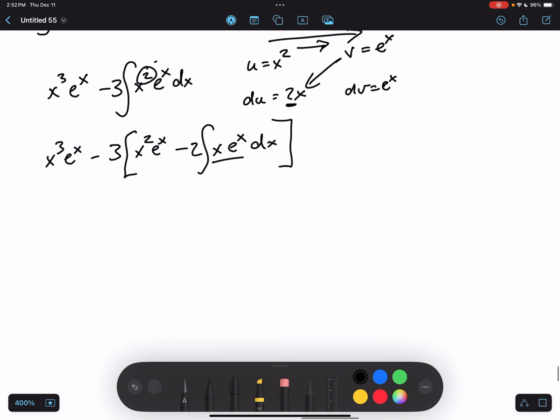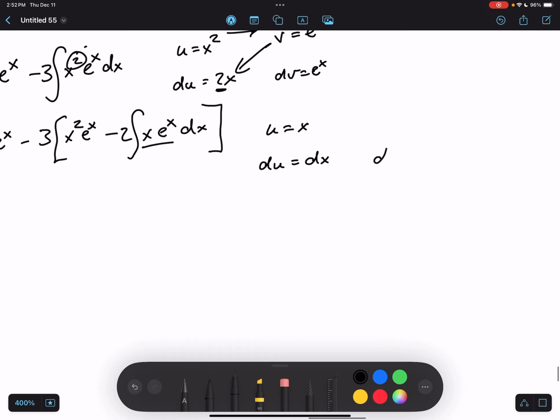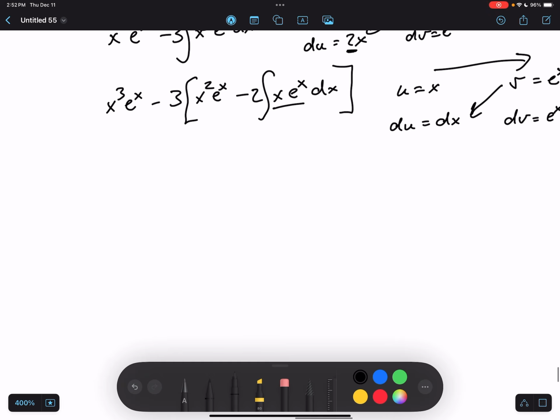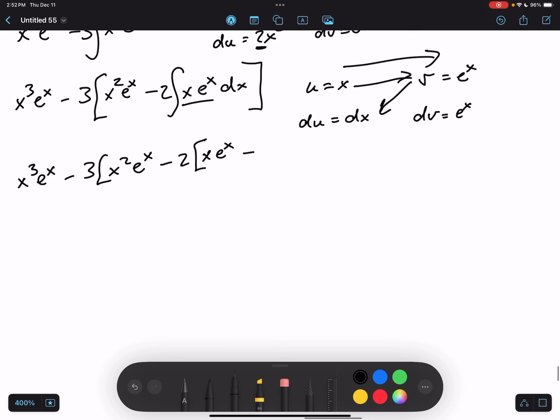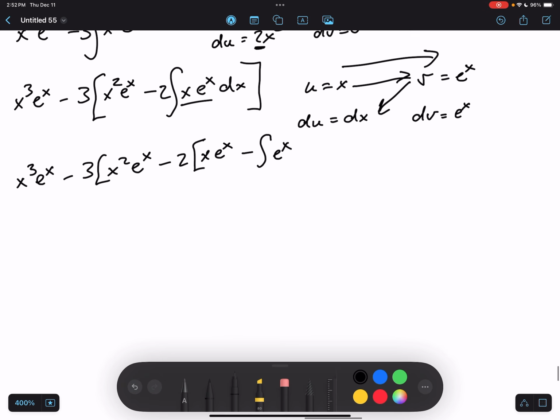And we've got one last integration by parts pair, so we can let u equal x. The derivative of u equals the derivative of x, which is dx. dv equals e to the x again, and we can integrate to get v equals e to the x once more. We'll go across the top and down over again. We've got x³ e to the x minus 3 times x² e to the x minus 2 times now x over to e to the x, so x e to the x minus the integral of e to the x dx.